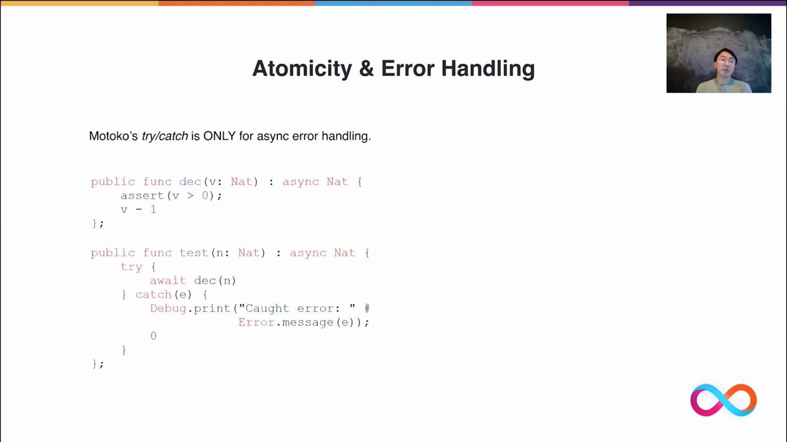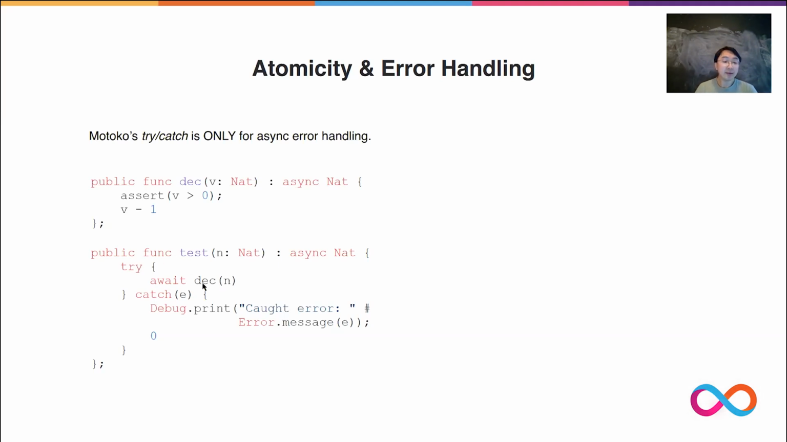Motoko provides some facility to help you handle this kind of asynchronous error handling. Let's look at this code. We have two public methods. They are both asynchronous. The first one is Dapp. You basically subtract 1 from the given value. But if the given value is already 0, we cannot, because it's a natural number. If you deduct by 1, it will be an error. So we do an assertion. An assertion in Motoko will trap.